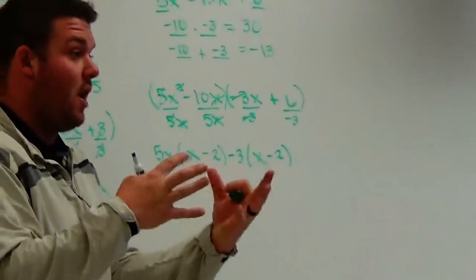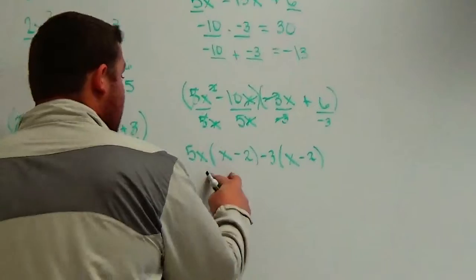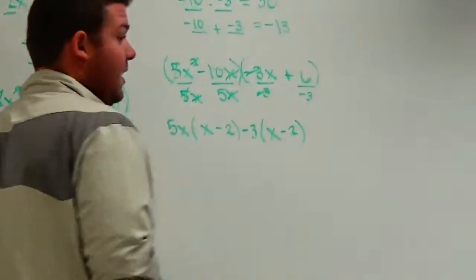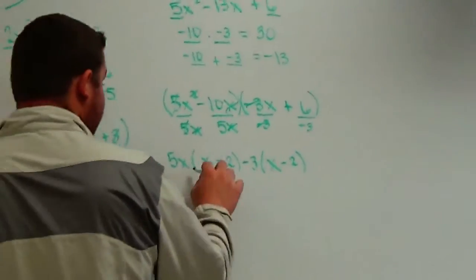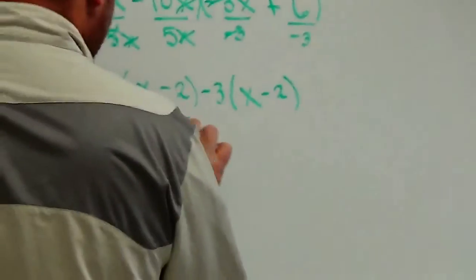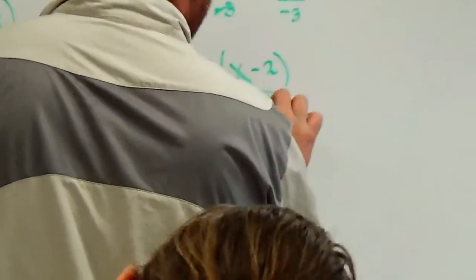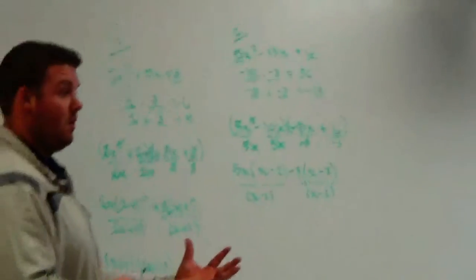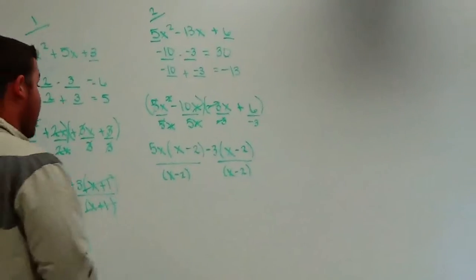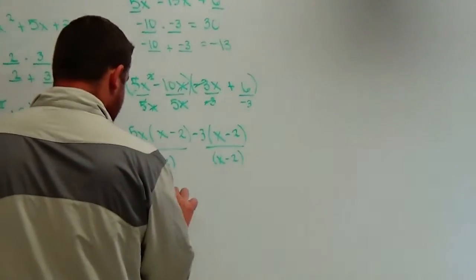Now, we've got 2 terms. Alright, it looks like we have a lot of terms, but we only have 2. These 2 are multiplied together, and these 2 are multiplied together. What do they both have in common? An x minus 2. So I'm going to factor out that x minus 2. When you factor it out, what happens to it? It comes where? To the front, right? So x minus 2 comes to the front.